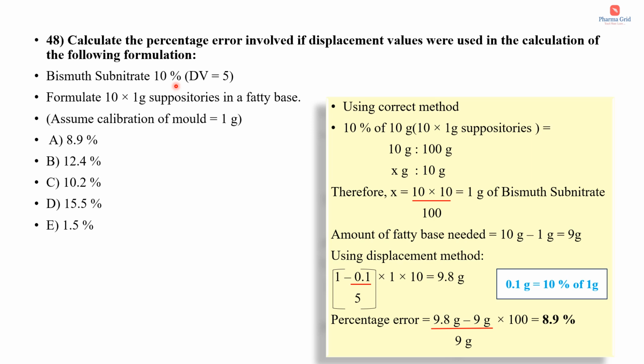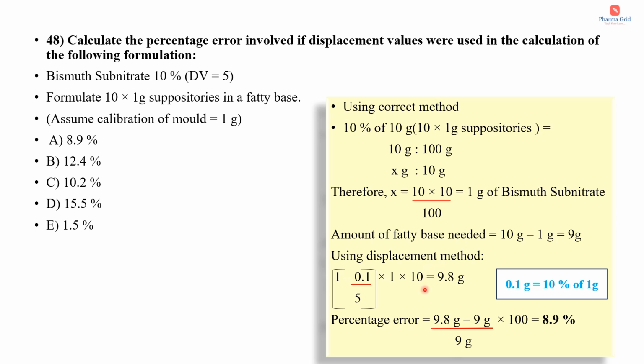Okay, so 10 gram is present in 100 gram. So let it be X gram present in 1 gram. Okay, we are calculating the amount of drug present in 1 gram of the suppository. So we will get it as 0.1 gram. 0.1 gram is the 10% of 1 gram suppository. So divided by 5, 5 is the displacement value, multiplied by 1, which is the base density, and the number of suppositories equal to 10. So that is equal to 9.8 gram.